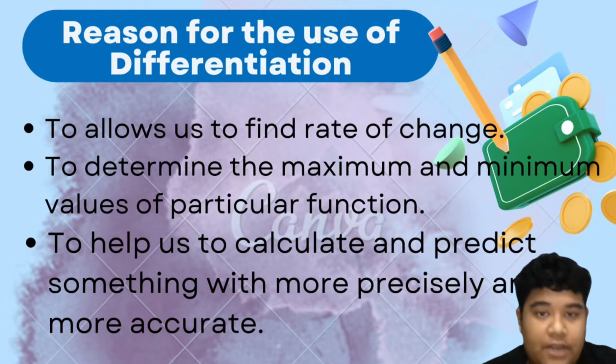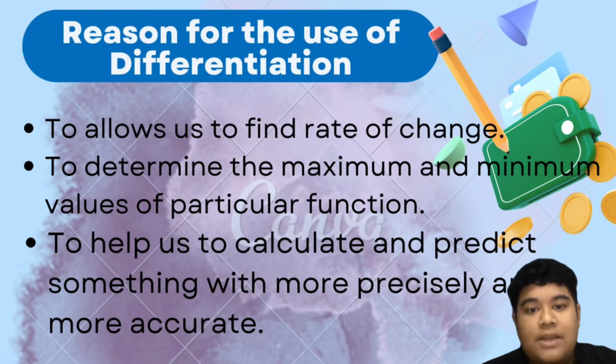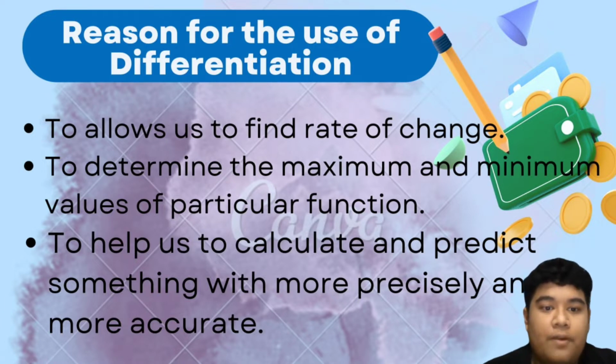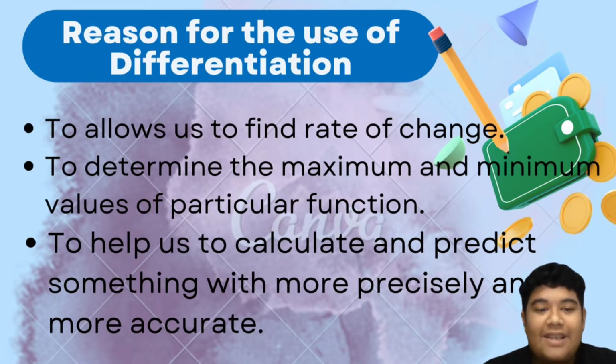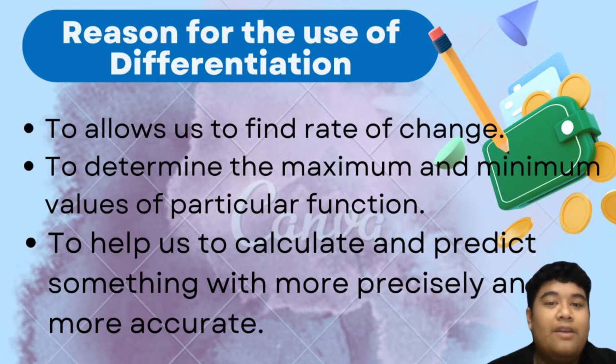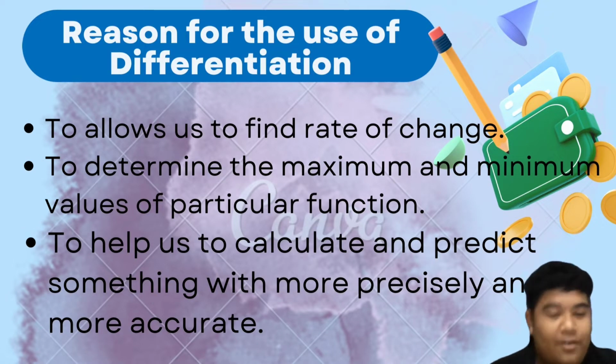The reason why we're using differentiation is it allows us to find the rate of change, which is what we're trying to find, and it also helps us determine the maximum and minimum values of a particular function, and also to help us calculate and predict something more precisely and more accurately. So it's very good.